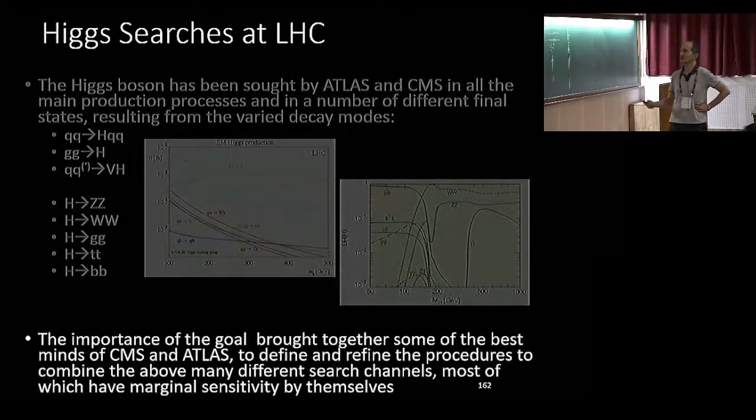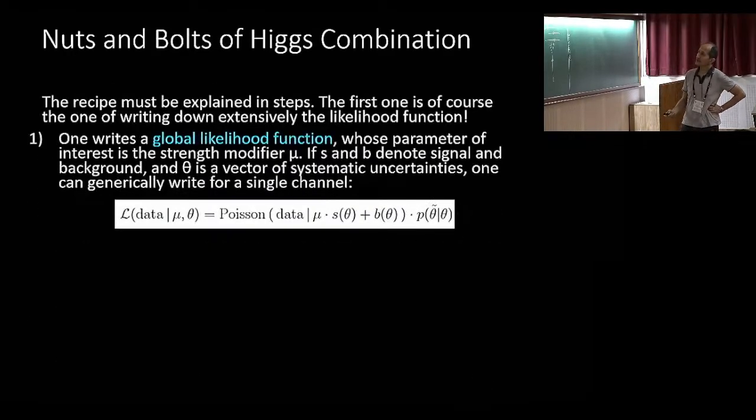So all of these searches had to be compared, because we were not expecting to get a lot of significance from any of these channels alone. So we had to combine all of these evidences together. And the importance of this goal brought together a lot of people to define and refine the procedures that combined all this information in a statistically sound way. And they came up with a recipe. The recipe they came up with must be explained in steps very quickly.